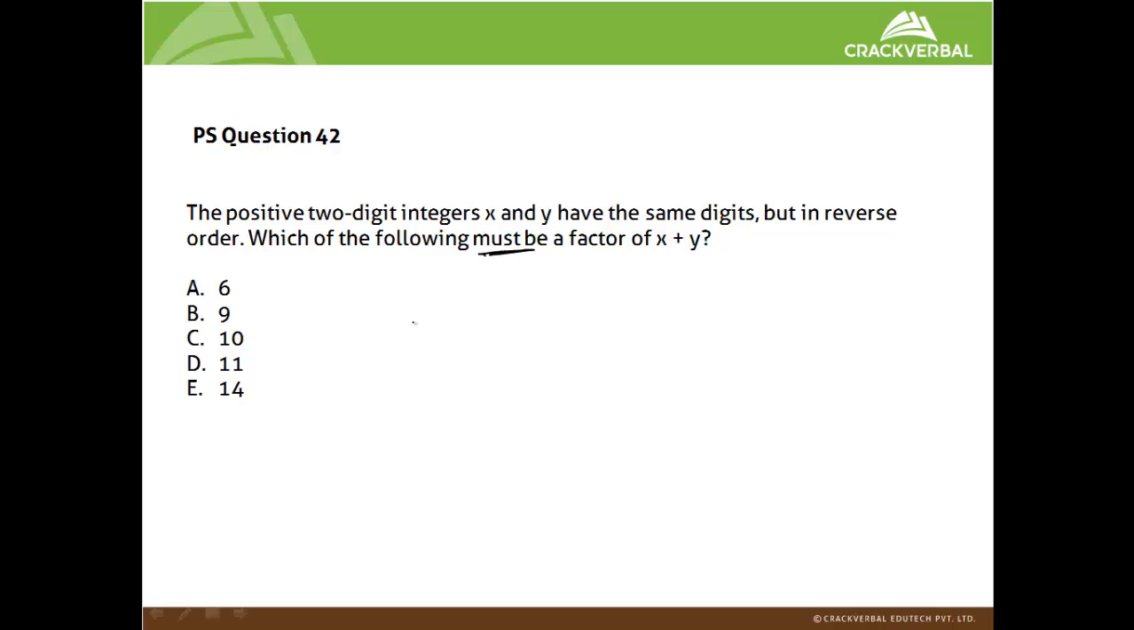As we know, for a must be or a could be question, plugging in is the best way to solve it. So for this question again we will do the plugging in first, and later we will discuss the math behind it. So let's see the plugging in way of solving this question.